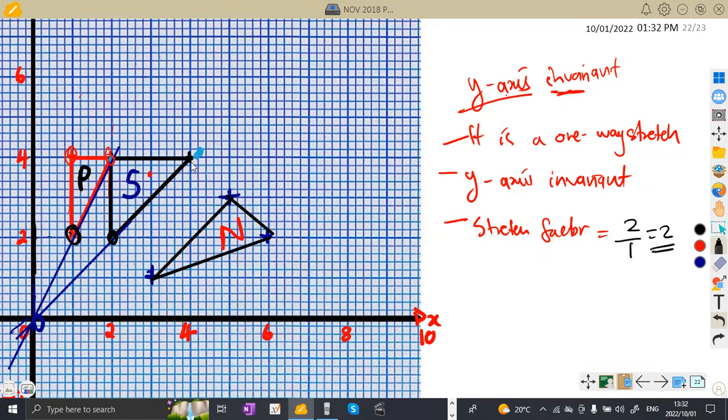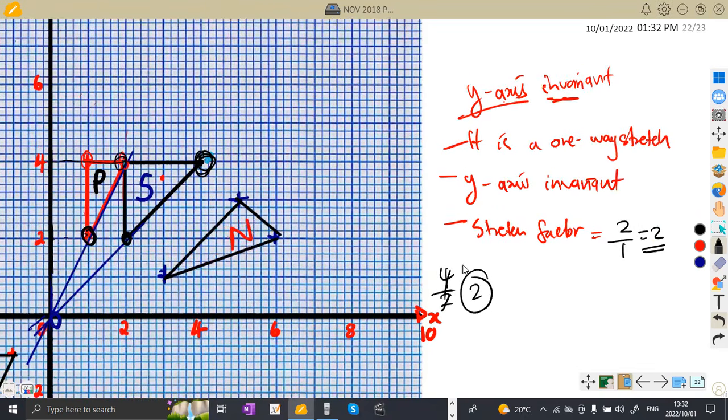You can prove even with this point, this is the image. From the invariant line, how many units is it? 4. So it's going to be 4 over the object from the invariant line. From the invariant line, which is the y-axis, to the object is just 2 units. So 4 over 2, you are going to obtain 2 throughout. That is your stretch factor.